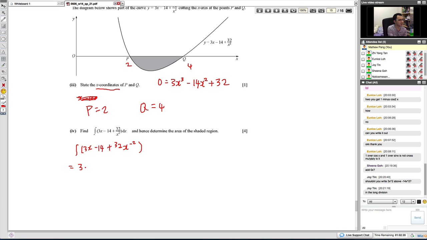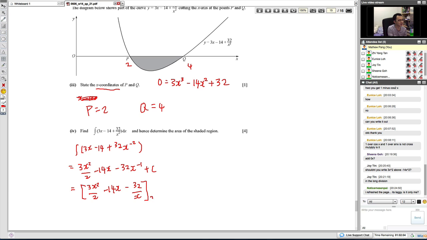And to find the area, what I will do is copy it: 3x squared over 2 minus 14x minus 32 over x. No more c already, because I'm going to insert the values 2 and 4. Right, then I will insert 4 first. So 3 times 4 squared over 2 minus 14 times 4 minus 32 over 4, and then minus, I insert 2, 3 times 2 squared over 2 minus 14 times 2 minus 32 over 2. Then I get the correct answer.